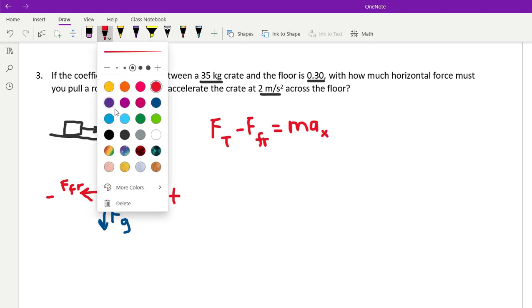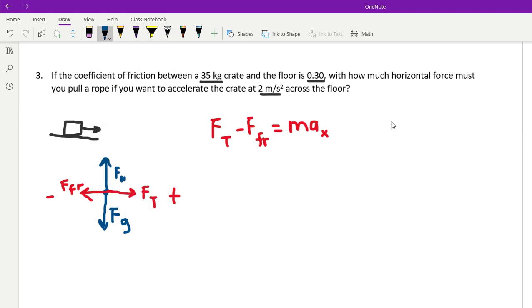Then I'm going to do the same thing for my y direction forces. So I'm looking at Fn and Fg. Fn is upwards, going to be positive, downwards going to be negative. So I have Fn minus Fg equals m a_y, for my y direction acceleration, the up and down acceleration.